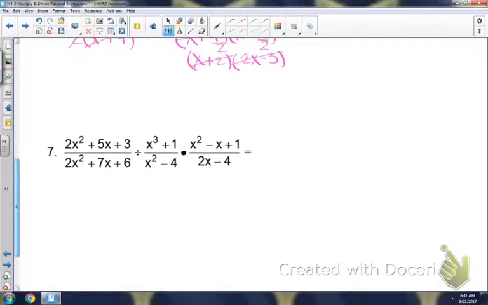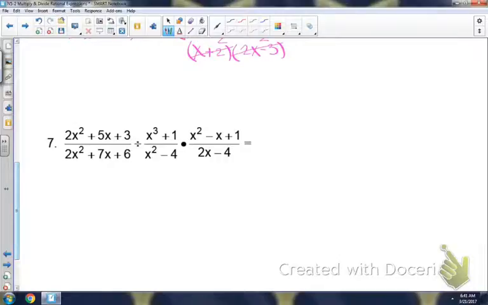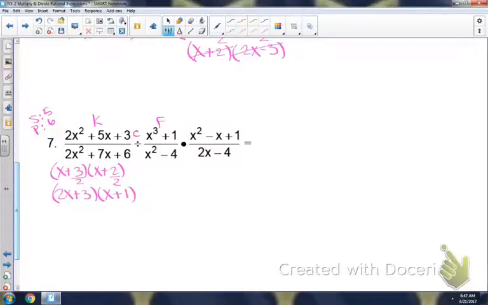Alright, last one. So notice that we're dividing and multiplying. So when we're dividing, we want to keep, change, flip. I don't want to flip that last one though, because I'm not dividing that last fraction. Okay, so looking at this first fraction, my sum is 5. Product is 6. So that would be 3 and 2. And using the swing method, we get 2x plus 3 and x plus 1.